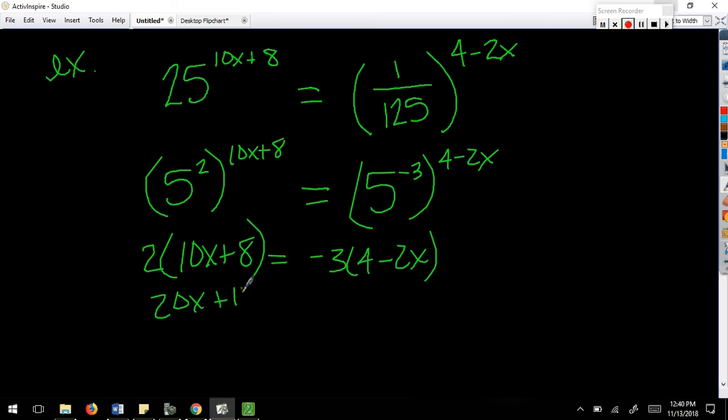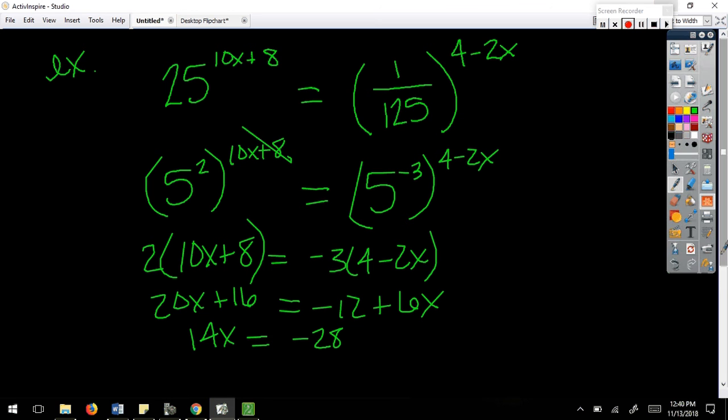All right, 20x plus 16 equals negative 12 plus 6x. I'm going to move the 6x over and the 16. Right here, Cullen.